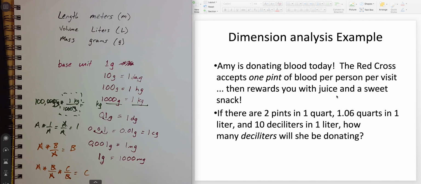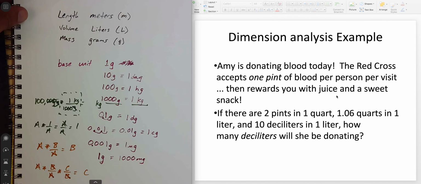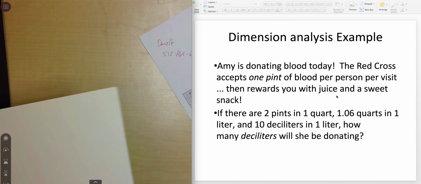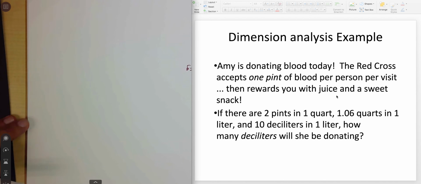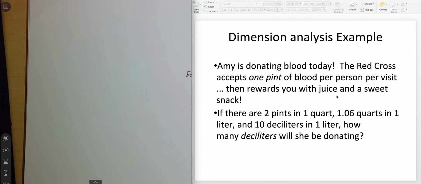Yep, it gets a little crazy, and I'm not trying to freak you guys out with this. We're not going to be doing anything this complicated to start off with in our lab reports or anything like that. But I'm just trying to get you to see that really all we have to do is start to line up those units.